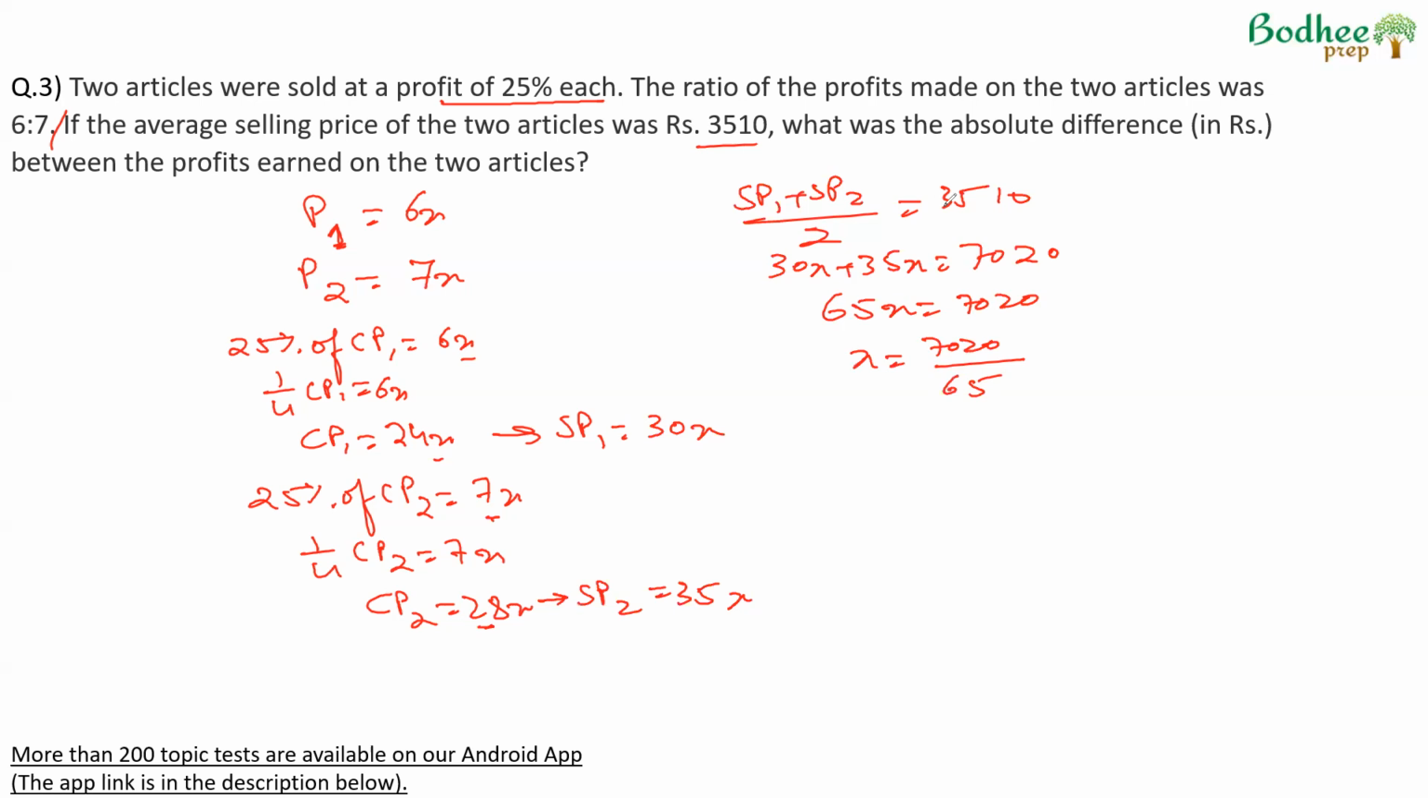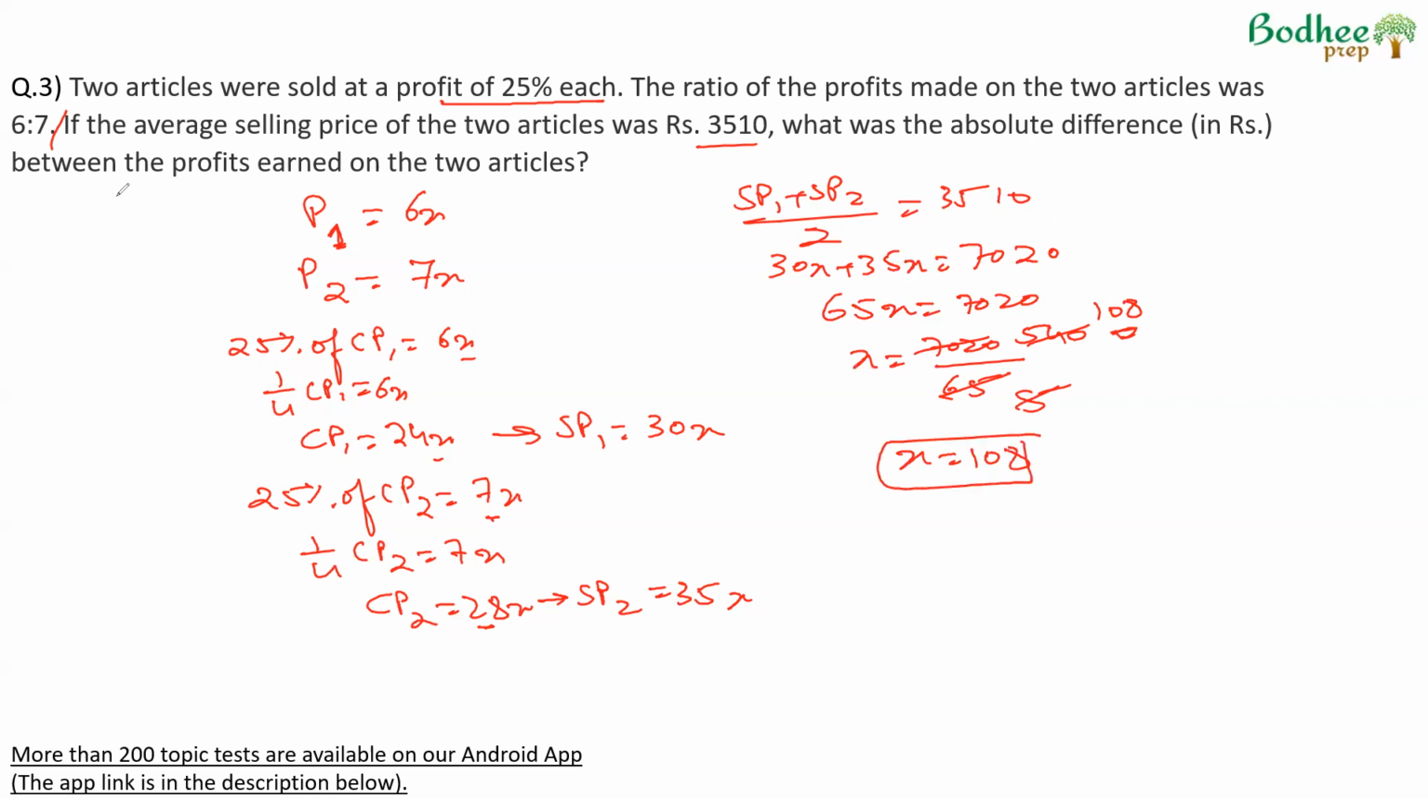13 5s are 65, 52, 4. If we divide by 13 first, 13 5s are 65, 13 4s are 52, 540. Divided by 5 is 108. And therefore x is equal to 108.